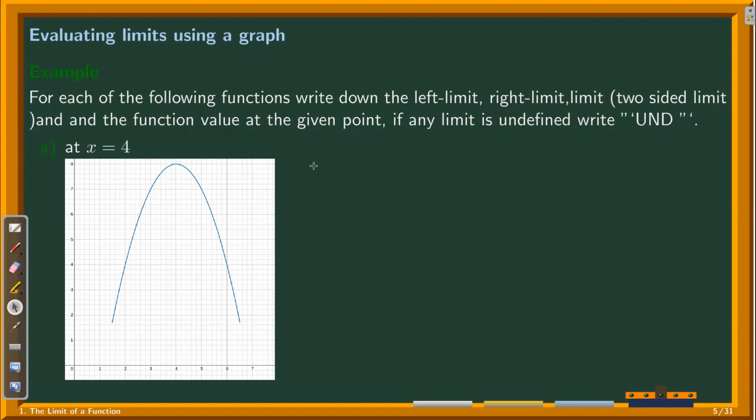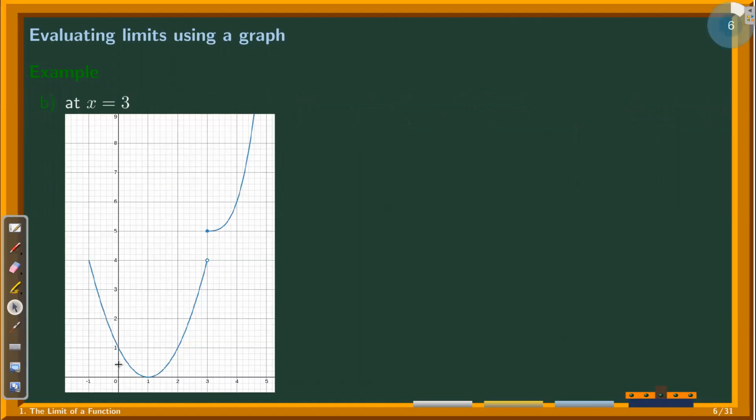Here we can find two one-sided limits. First I will start from the left limit. That means I am approaching 4. So this is 4, and I can approach 4 along the lesser values. So I will start from this side.